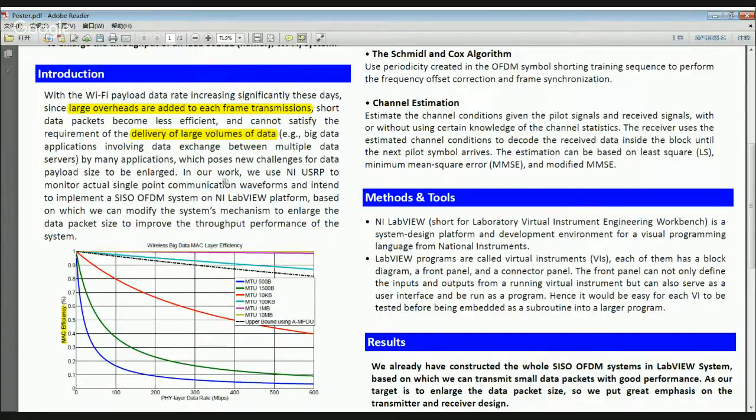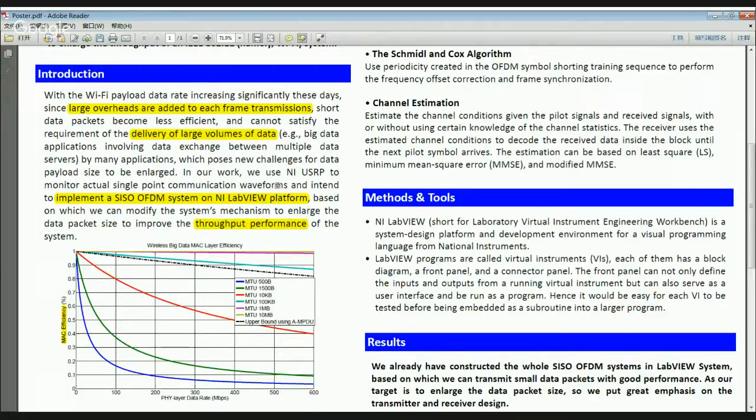Firstly, in our work, we plan to implement a single-in and single-out OFDM system on the NI LabVIEW platform. Based on this system, we can modify the mechanisms related to the information transmission and recovery part to enlarge the data packet size and improve the throughput performance of the system.